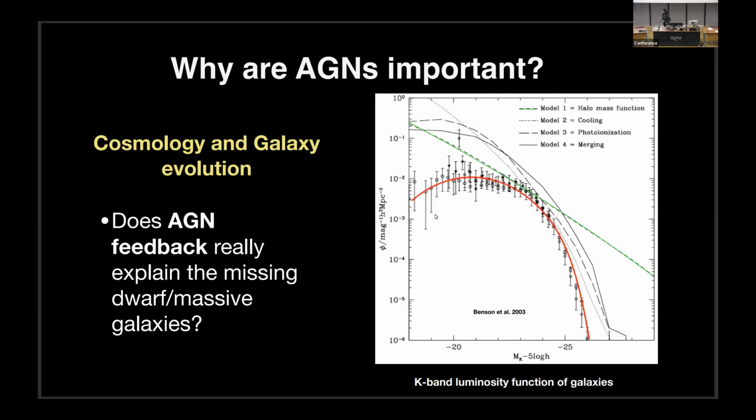Okay, so why are they important? Well, because in the cosmological sense and in terms of galaxy evolution, they actually might be changing how galaxies are evolving. So maybe their feedback can explain the missing dwarf and massive galaxies in this plot here, where we see the K-band luminosity function of galaxies.